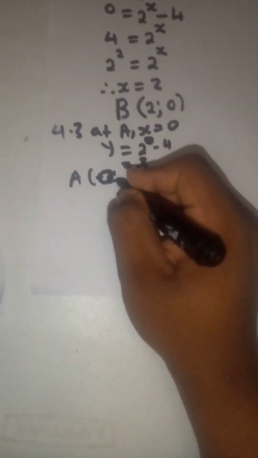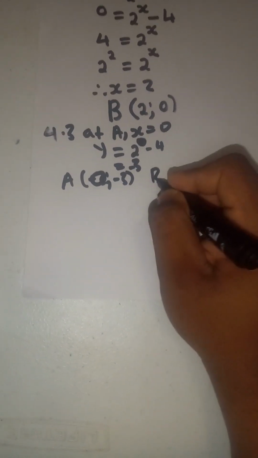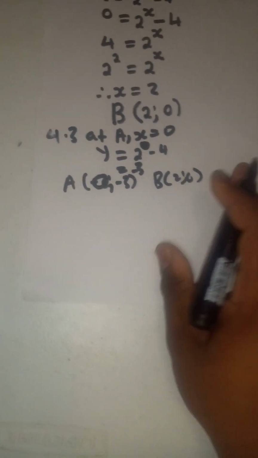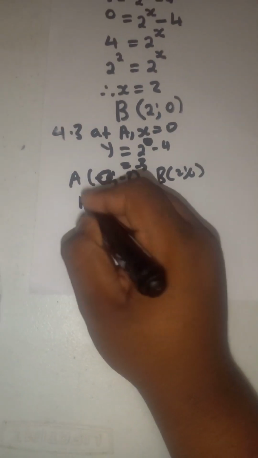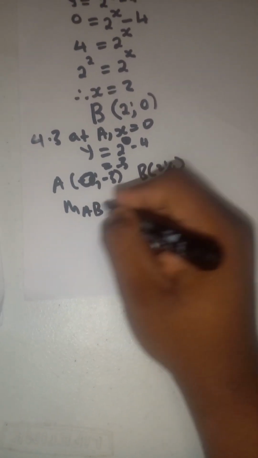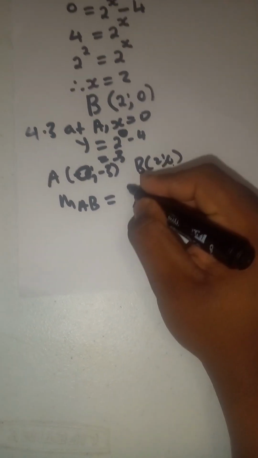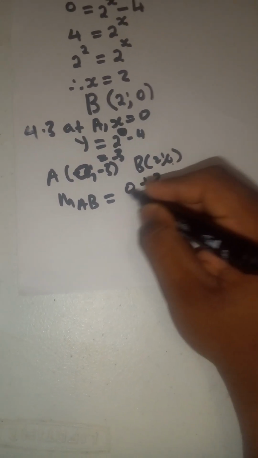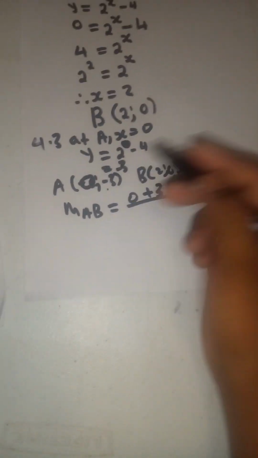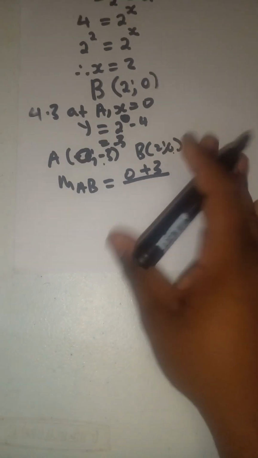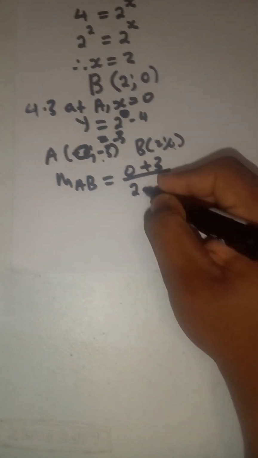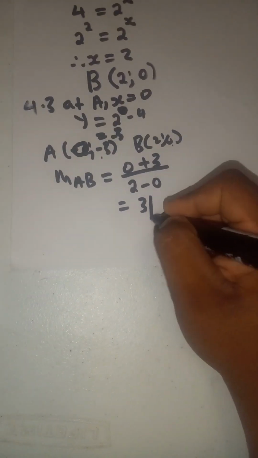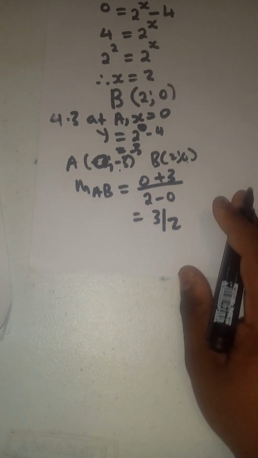This is (0, -3), and then B is (2, 0). Let's find the gradient. The gradient of AB, I'm simply going to substitute now. It is equal to (y2 - y1) over (x2 - x1), so 0 minus minus 3, which is the same as plus 3. And then 2 minus 0, which is equal to 3 over 2. That is my gradient there.